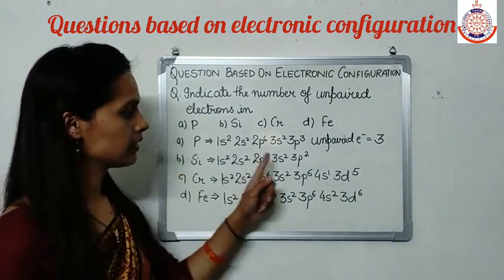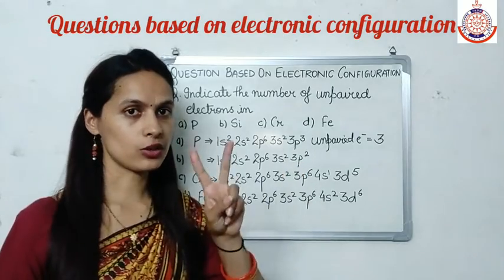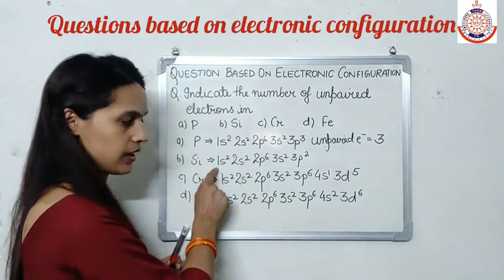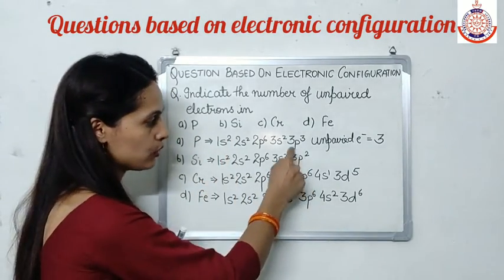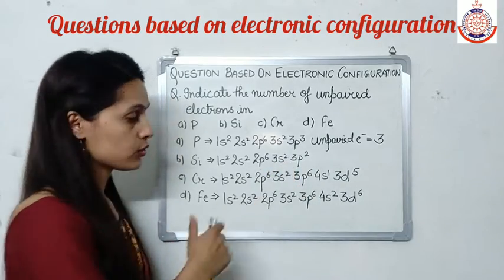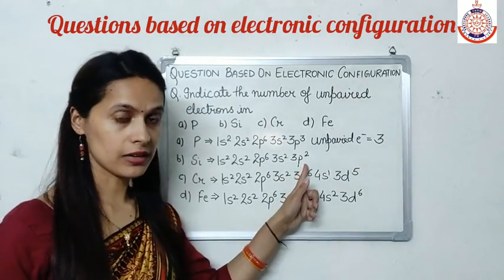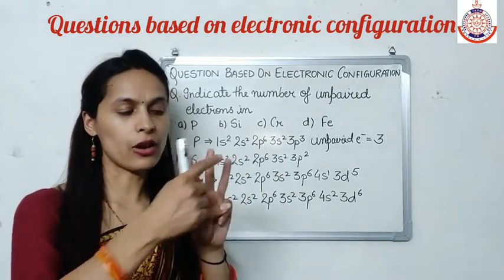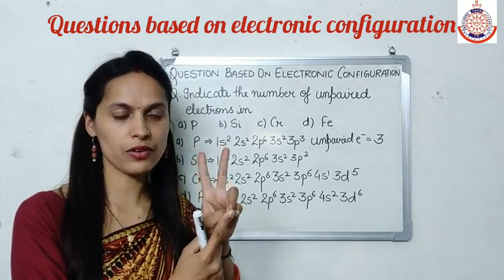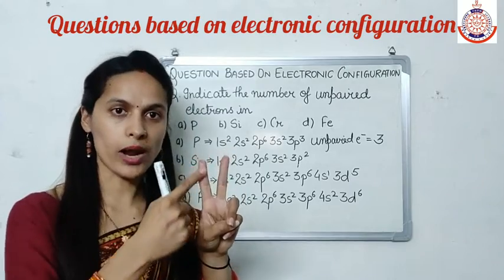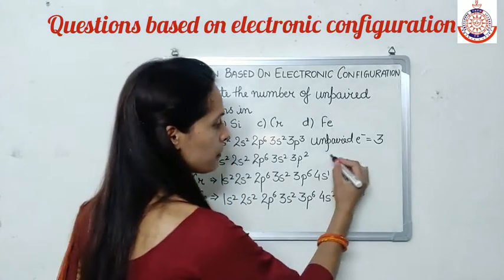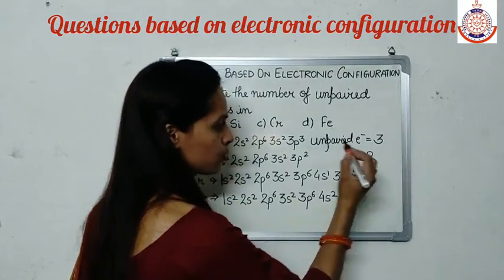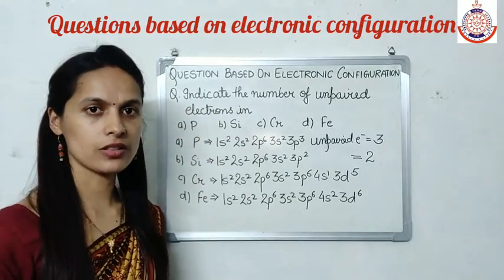In silicon, the number of unpaired electrons is 2, because these are fully filled. I have to look at this only. This is partially filled, meaning we have three orbitals. Out of three orbitals, one orbital is filled and two orbitals have only one electron. So the number of unpaired electrons is 2.